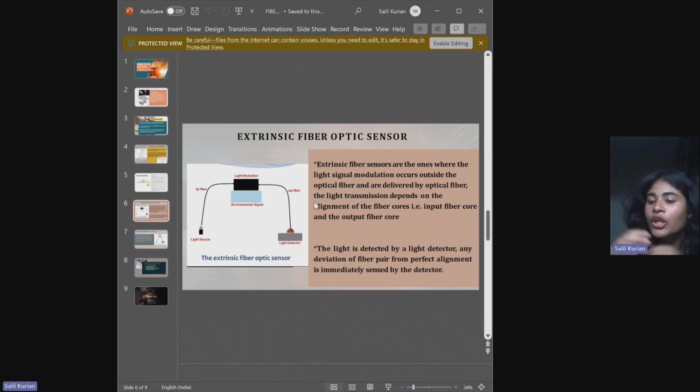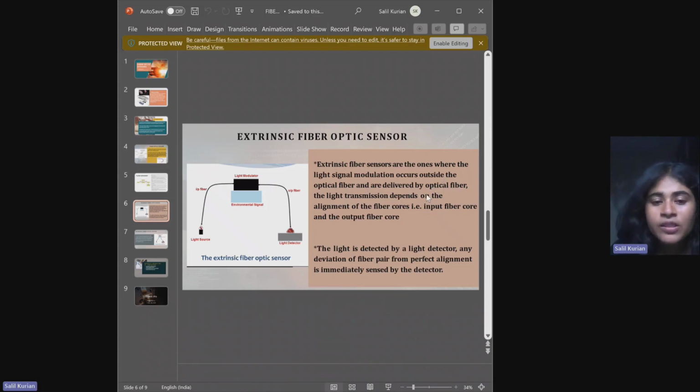Whereas in intrinsic, you can see that the changes or the processes happen inside. That is, we don't have any external factors that will help in modulating it. We have an internal structure that helps in changing or processing the optical fiber.